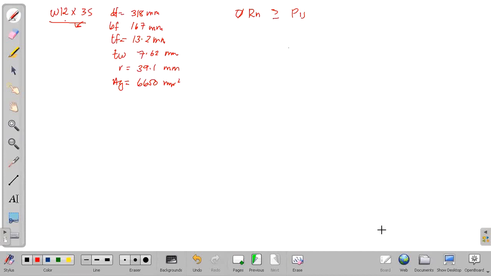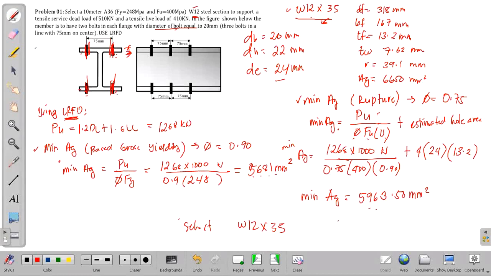I forgot. Before pala, kailangan din nating i-check yung slenderness ratio. Nakalimutan natin yung slenderness ratio, L over R. Ano yung L natin? That is 10,000 mm, that is 10 meter. R natin, based on this, is 39.1. Wait lang, mali. Ang kinukuha natin dito is the minimum R.